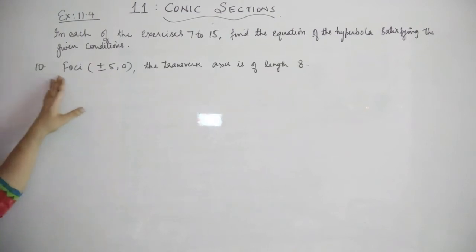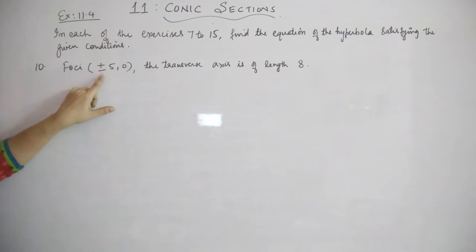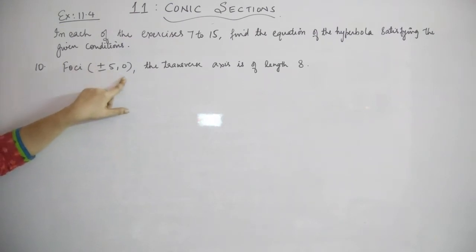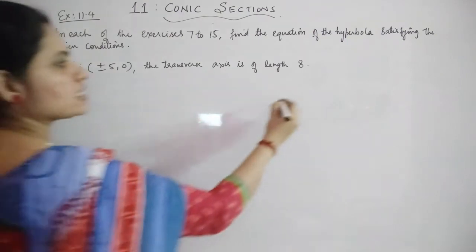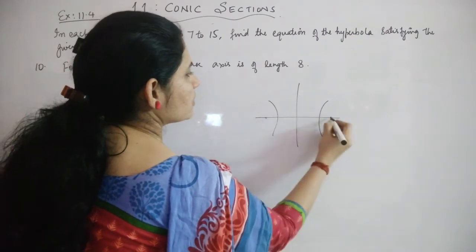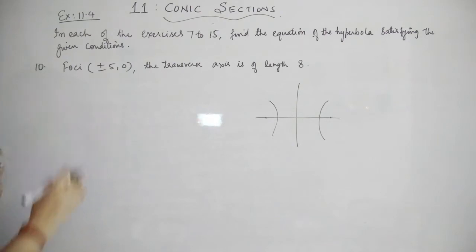Question number 10 is, foci is given to be plus or minus 5 comma 0 and the transverse axis is of length 8. So the length of the transverse axis is given and foci is given. Now this foci will give you an idea about which type of hyperbola should be considered. It is of the form plus or minus c comma 0. That means it lies on the x-axis. So here will be the foci. That means we can say that the equation will be of the form x square by a square minus y square by b square equal to 1.